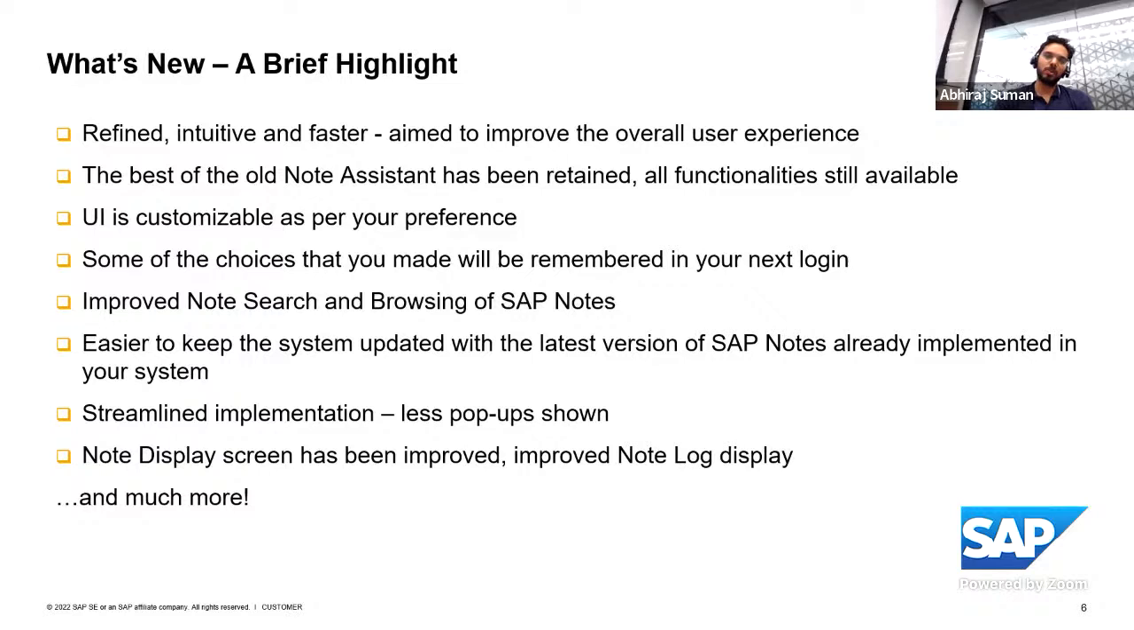So in the old Note Assistant, we used to have an internal search, which means that for the notes which are already available in the system, the search was possible, but the browsing of all the notes available in the service marketplace was not feasible. So now we have improved that. We have an end-to-end search available with a lot of filter options also available.